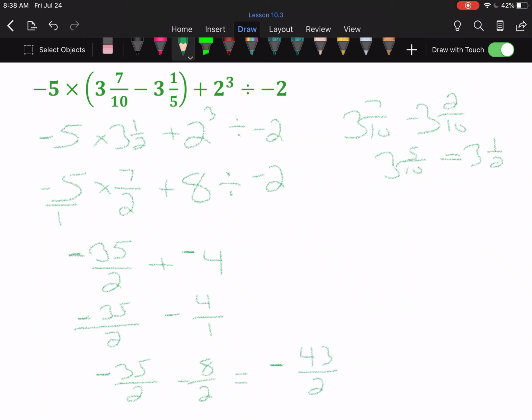We just have to convert this now to its mixed form. So how many 2's can you take out of 43? You can take 21 2's from 43. 21 2's is 42, so there's 1 left. The mixed number form of our answer is negative 21 and a half.